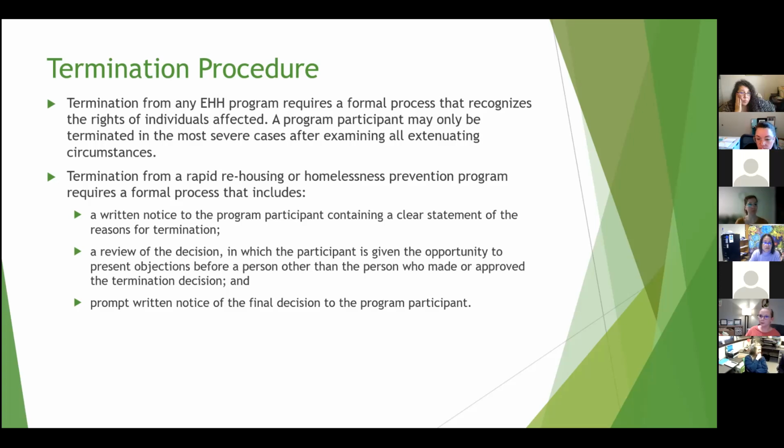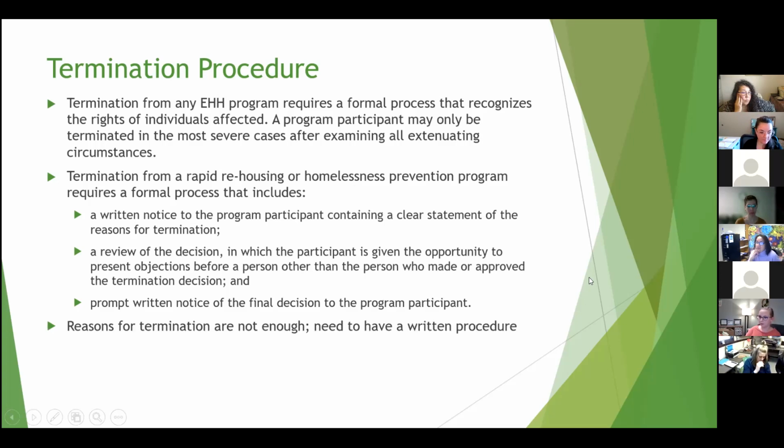Something like that. For termination from a rapid or prevention program, the statute is a little bit more specific. The formal process has to include a written notice to the participant containing the reason for termination, and then the option for the person to ask for a review of the decision. So basically a grievance procedure, and then written notice of the final decision. You can't just have reasons for termination, you need to have an actual procedure.